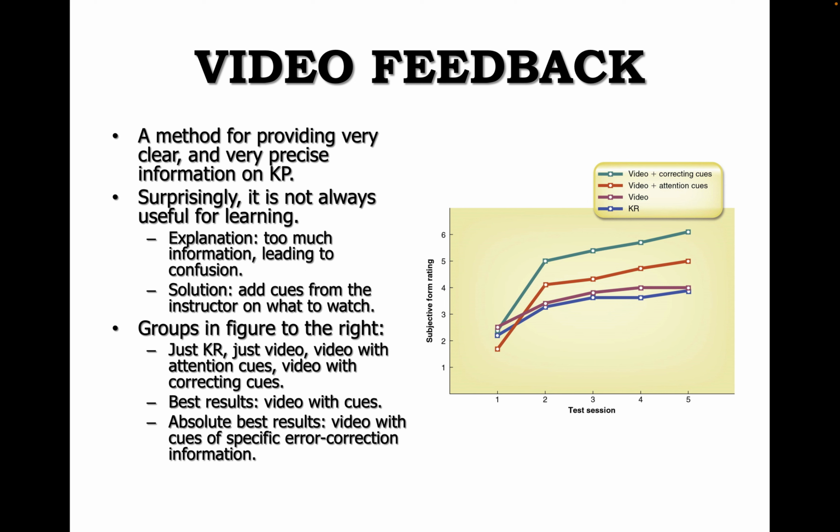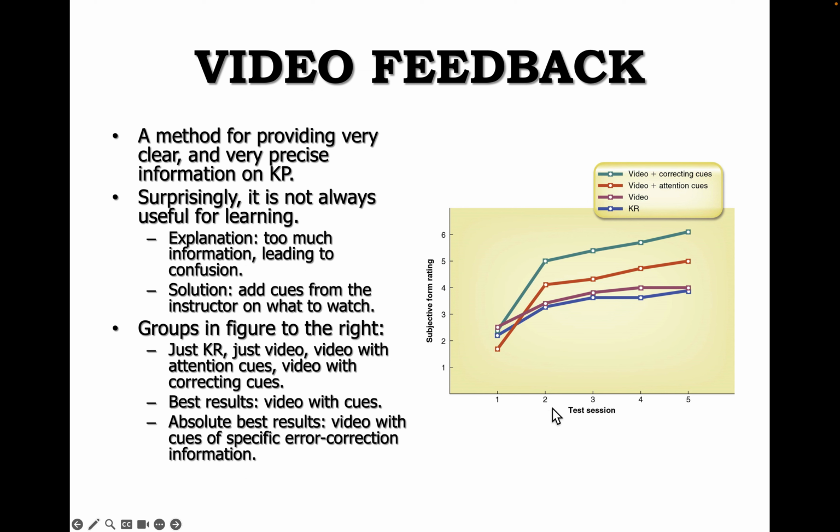So how we can account for this, if we are trying to teach our athletes or students, is to focus on a few different things, giving specific cues on what we want our learners to watch and learn from. So in this particular study to the right, on the left axis we've got a subjective form rating, meaning that the higher the number, the better they are learning, and the better they're performing.